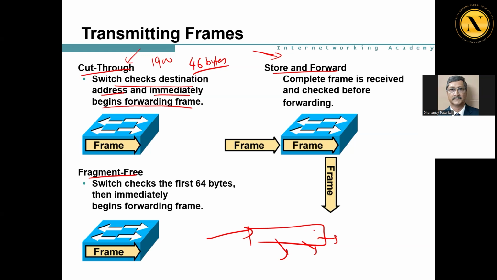What happens in store and forward? The complete frame is received and checked before forwarding. So normally data will be 1500 bytes. It will allow the frame to come in on this port, do all the checking, and if there's an error, it will drop it. If there's no error, it will forward it. Okay. Fine. On the 1900 series of switch, the data is by default around 1500 bytes.